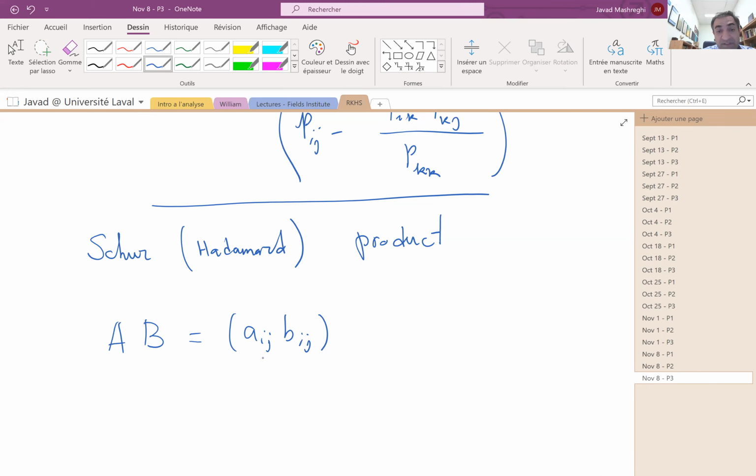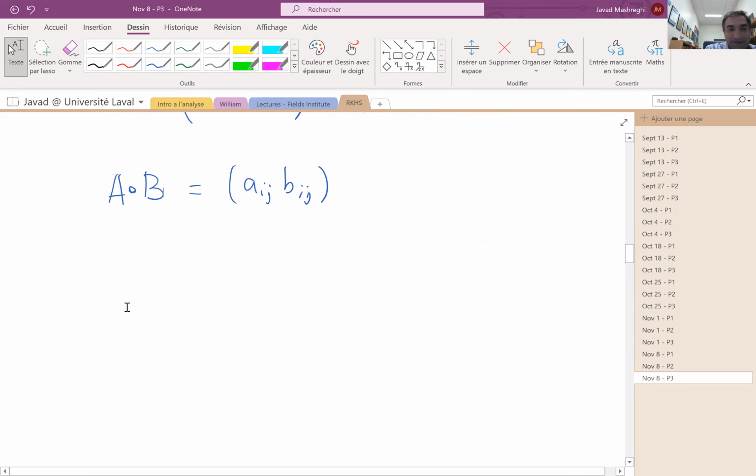And in order not to mix it with the regular one, we use another notation. We put A, a little circle, B, and it has many interesting properties, this Hadamard or Schur product. And contrary to the regular one, it's commutative. A circle B is equal to B circle A, and it has many more properties.